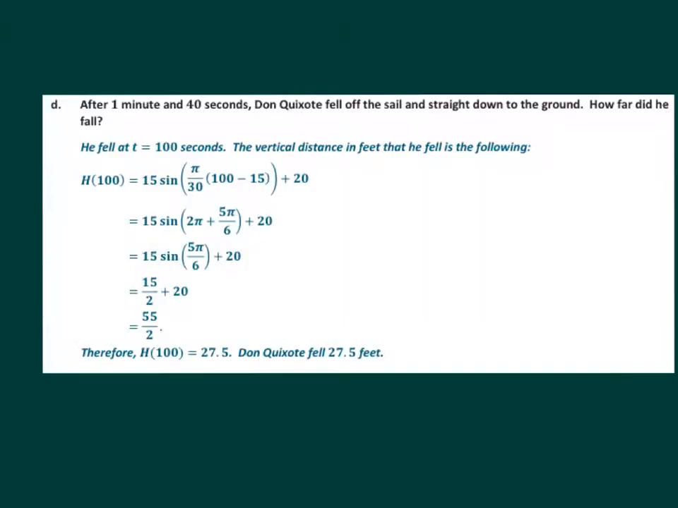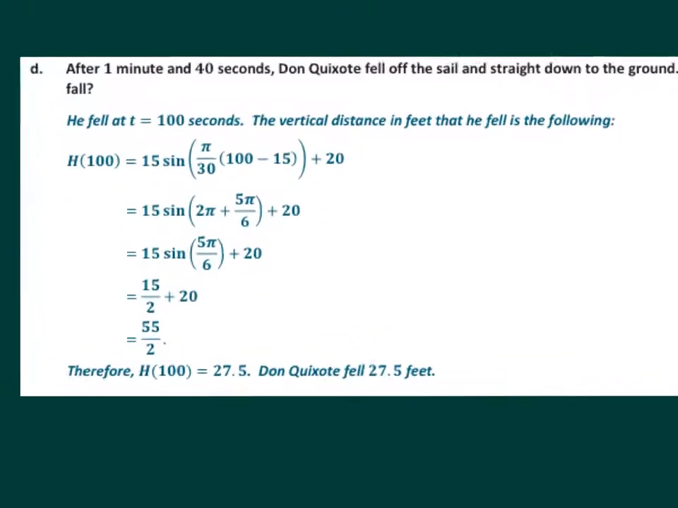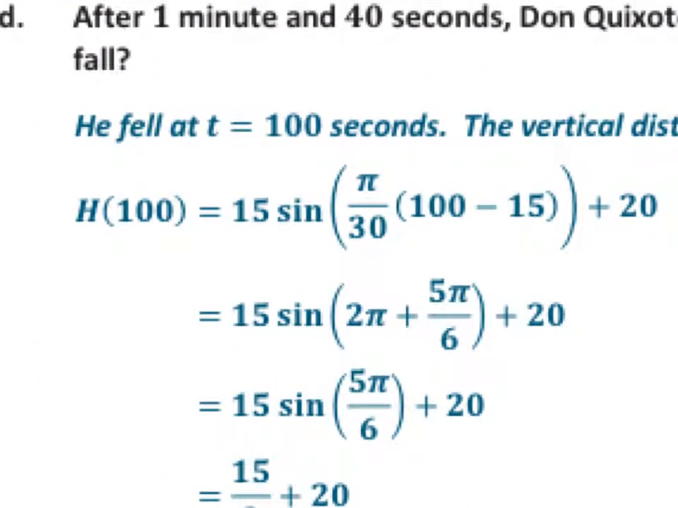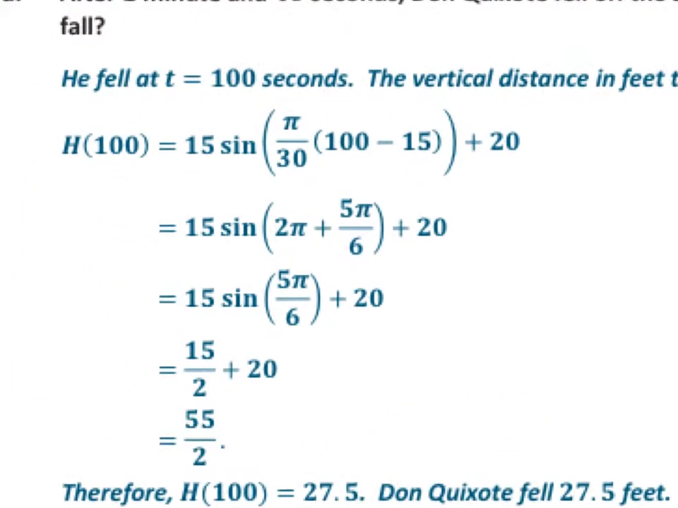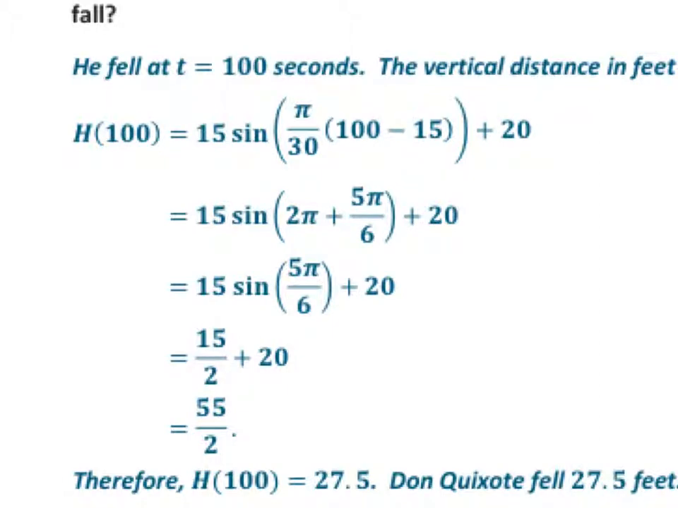1D for this problem. After 1 minute and 40 seconds, Don Quixote fell off the sail and straight down to the ground. How far did he fall? Okay, so he fell at 100 seconds. The vertical distance in feet that he fell is the following. We're putting in 100 seconds for t, which is right here. So you have this minus this, and it comes out to be 100 minus 15, which is 85. And then we have the plus 20, the 15 sign there as well.